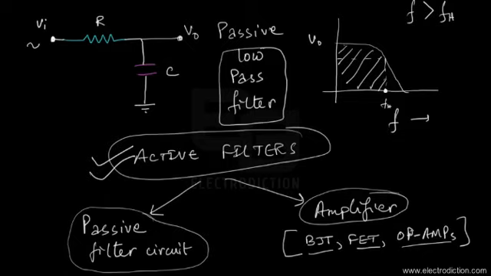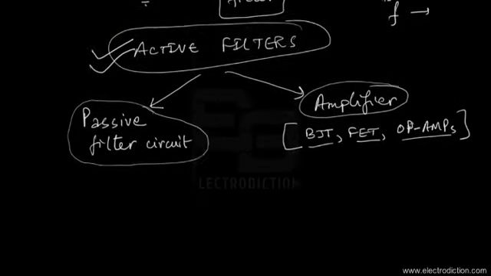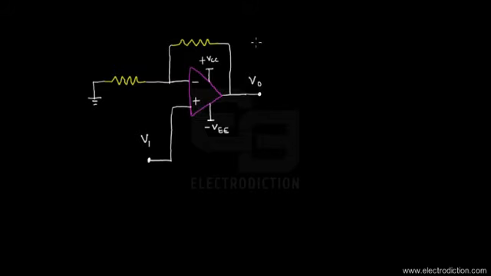Since we're going to discuss low-pass active filters, let's get on to this circuit that we want to discuss. Now you're seeing an op-amp, right? We're going to use the op-amp as the amplifying device for our active low-pass filter circuit. For that reason, we're going to make a non-inverting amplifier out of this particular op-amp. So here we have a non-inverting amplifier configured out of this op-amp.